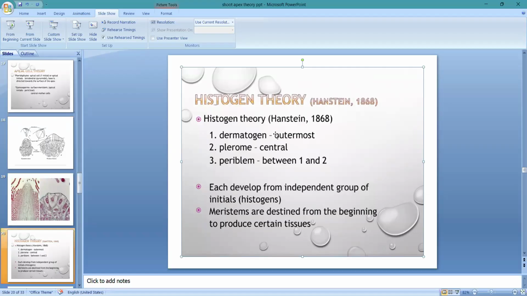Okay, dermatogen is giving the epidermis, it is the outermost, uniseriate layer. Plerome is the central, it gives the vascular tissues and pith. Peribulum, it gives the cortex.